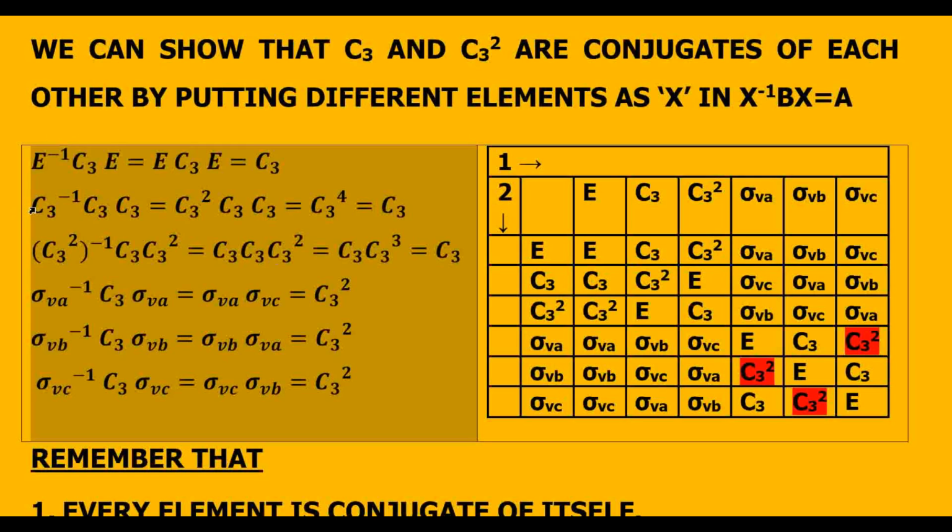Let us have a look at the second equation. This time in place of x we are putting C3. So x inverse is equal to C3 inverse, and then you have C3 and then again C3. Now you know C3 means a rotation of 120 degree in clockwise, whereas C3 inverse means a rotation of 120 degree in anti-clockwise direction. Therefore, a rotation of 120 degree in anti-clockwise direction is equal to a rotation of 240 degree in clockwise direction. So in place of C3 inverse, I am going to put C3 square.